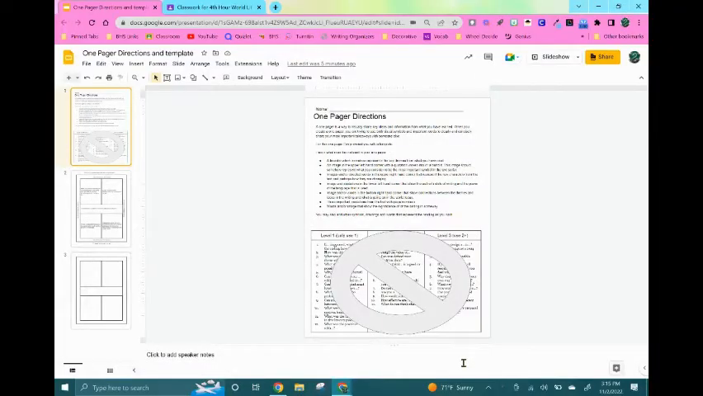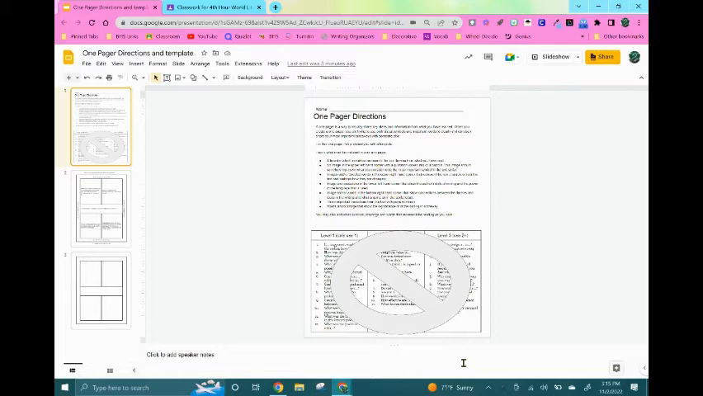I am going to go over what it is that you're going to be working on today and tomorrow. This is due at the end of class on Friday. So Friday, at the end of class, your name goes on the back of this. It gets turned into my bin.